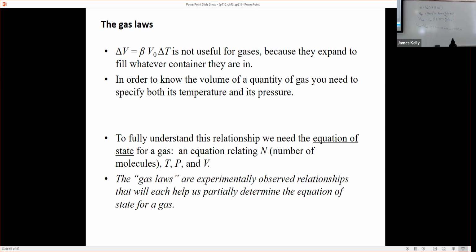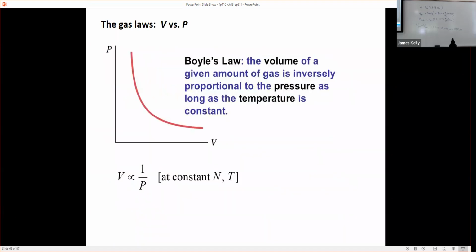Okay, so we're going to look for a relationship that tells us how the number of molecules of gas that we have, the temperature of the gas, the pressure of the gas, and the volume of the gas are all related. And along the way to that, we're going to look at how this relationship was developed historically, through what are called the gas laws, which are telling us partially about these relationships between those 4 variables. And then we'll put them all together to get the ideal gas law.